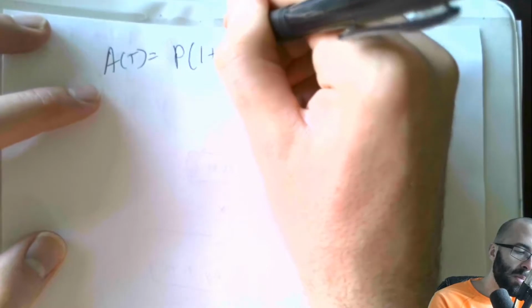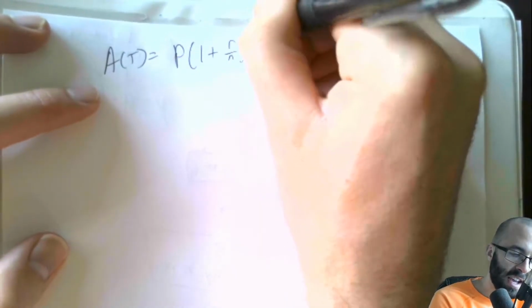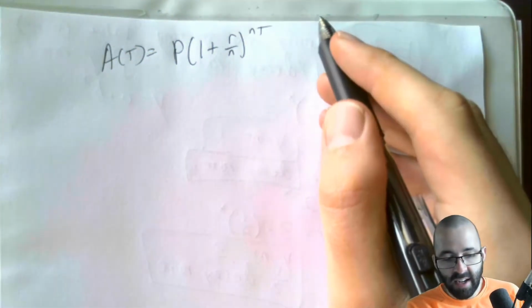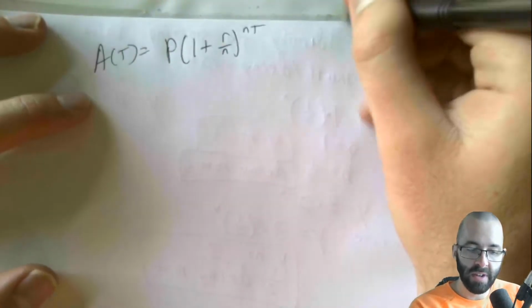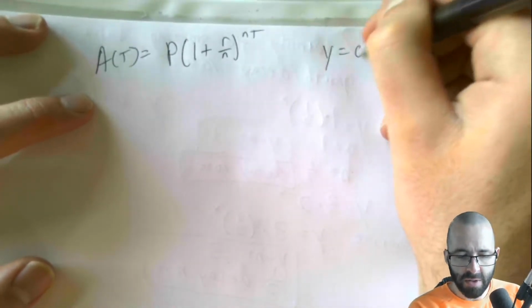Welcome to the second video where we are going to be talking about compound interest. So here's what we have. We have a function A of t equals P times (1 plus r over n) raised to the nt. As a side note, this is an exponential function and it's almost in the right form.